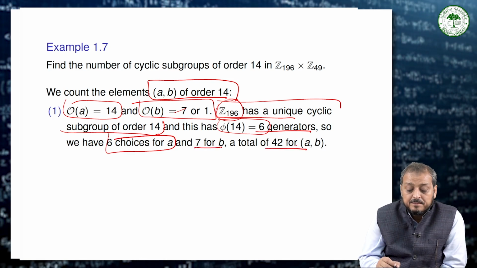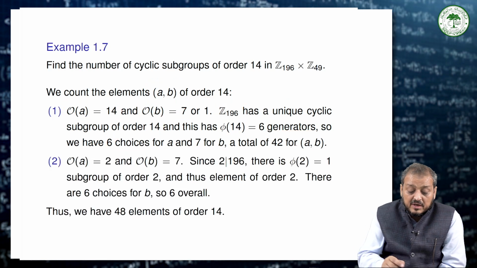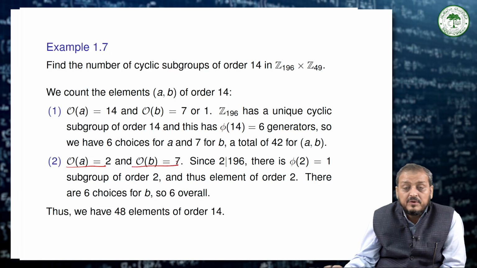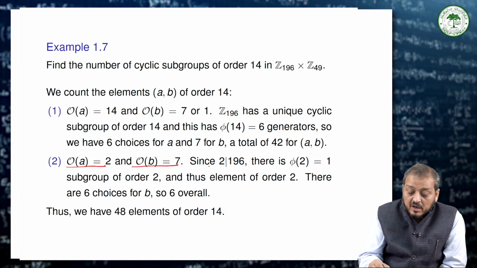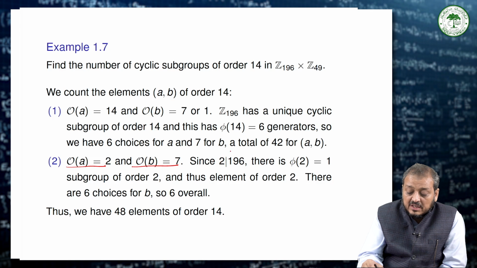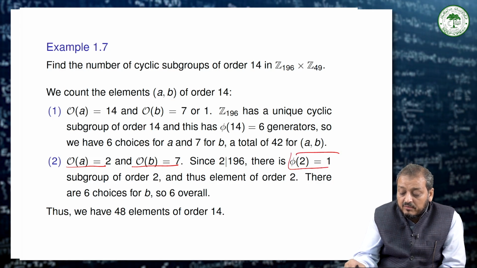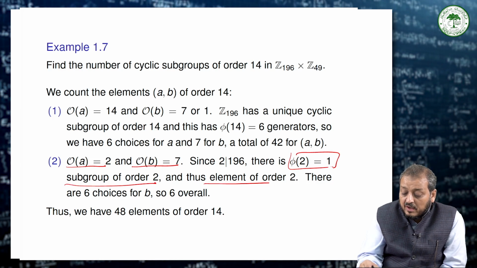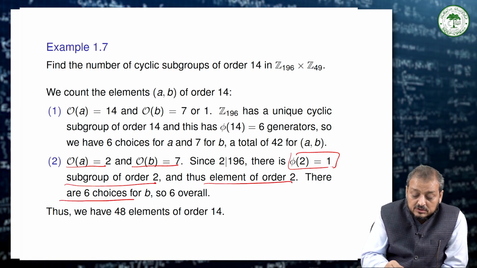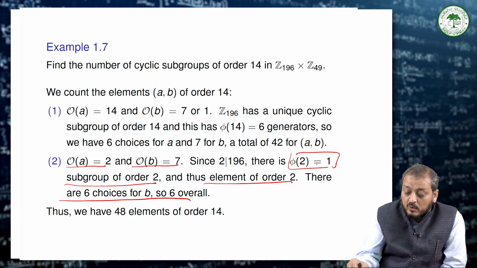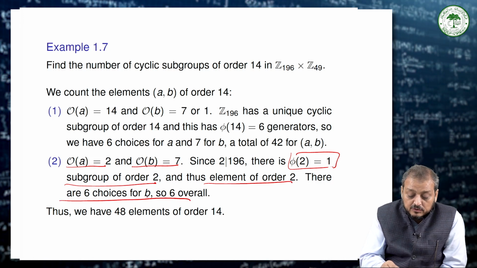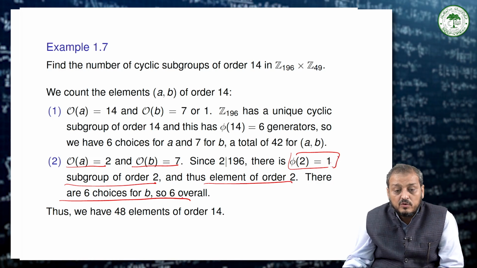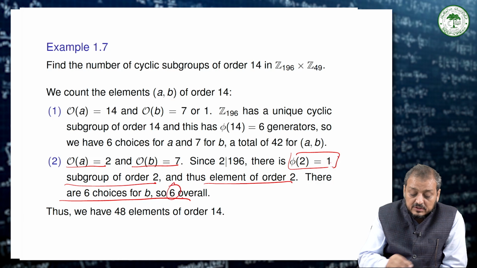And similarly, if we have the possibility that order of A is equal to 2 and order of B is equal to 7, and if 2 divides 196, then phi of 2 is equal to 1, so there is 1 subgroup of order 2, and thus 1 element of order 2. So there are 6 choices for B. So overall, we have 1 choice here and 6 choices here. We have a total of 6 choices overall.